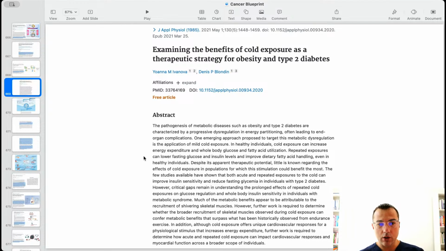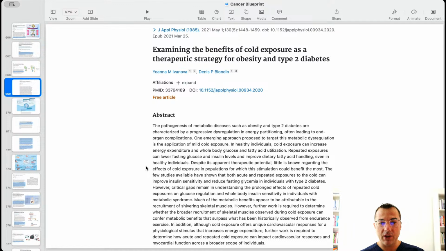Repeated exposures can lower fasting blood glucose. Okay, we saw that. Despite its apparent therapeutic potential, little is known regarding the effects of cold exposure in populations for which this stimulation could benefit the most. The few studies available have shown that both acute and repeated exposures to the cold can improve insulin sensitivity and reduce fasting blood glucose in individuals with type 2 diabetes. However, critical gaps remain in understanding the prolonged effects of repeated cold exposure on glucose regulation and whole body insulin sensitivity in individuals with metabolic syndrome.